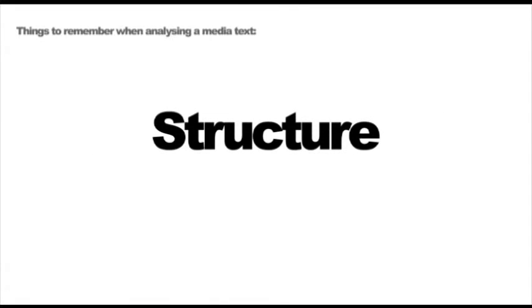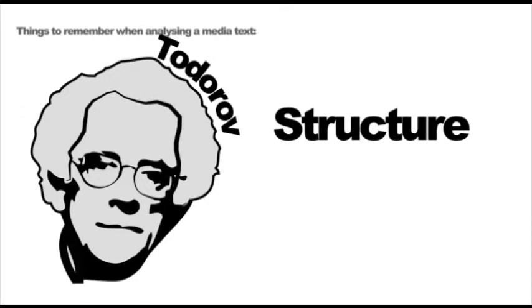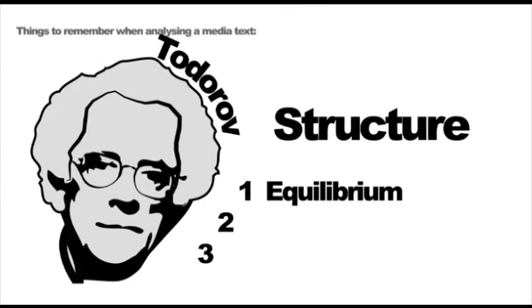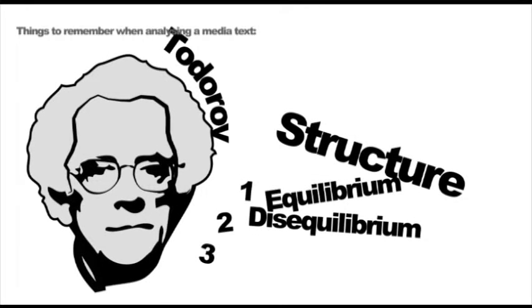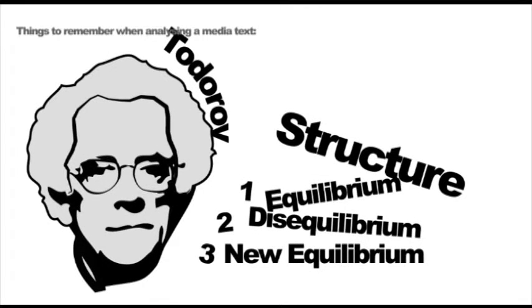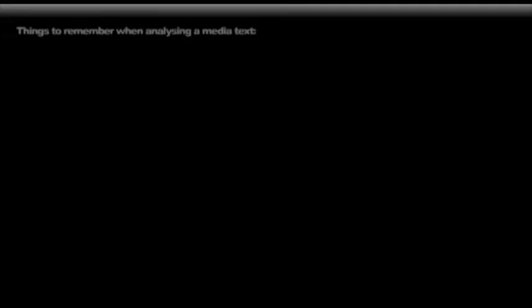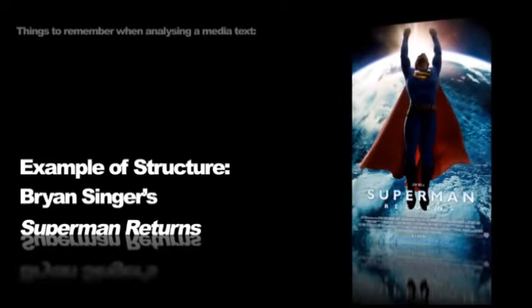Most narratives can be summed up using Todorov's theory, which suggests all narratives follow a 3-part structure. Equilibrium, the beginning, where everything is hunky-dory. Disequilibrium, the middle, where something comes along to disturb the equilibrium. And new equilibrium, the end, where usually our hero restores equilibrium. Superman Returns is a good example of this.